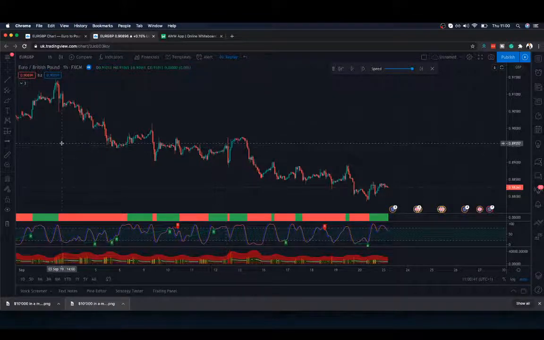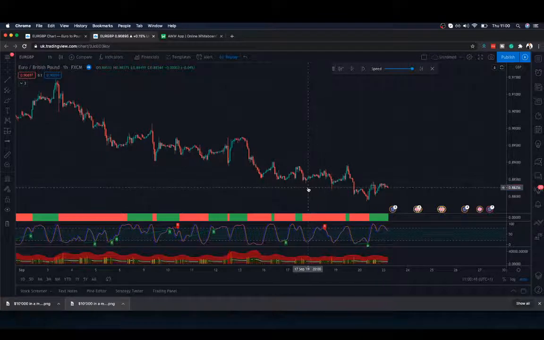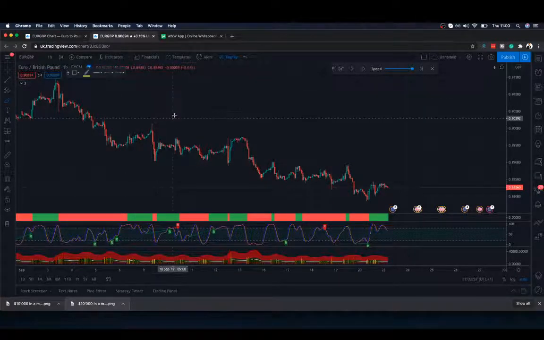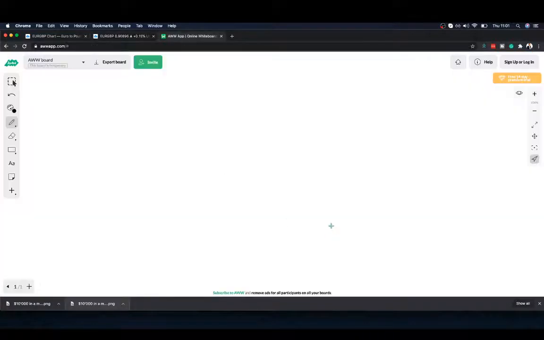Now, one of the most important things is to understand how to identify trends, how to identify higher highs and higher lows and lower highs, in order to take the best opportunities and to trade with the trend. So basically what you want to do is to find this kind of structure in the market. Easy as that. So let's jump on the whiteboard first.